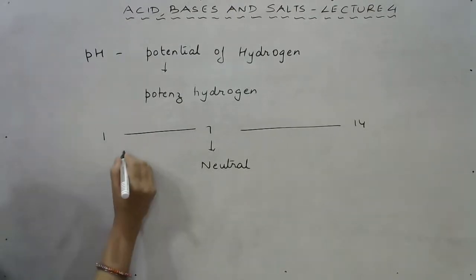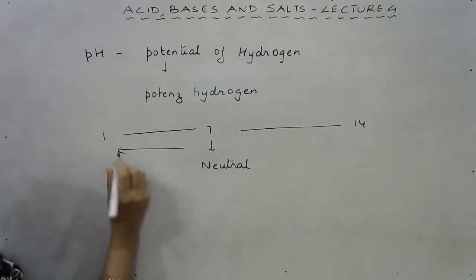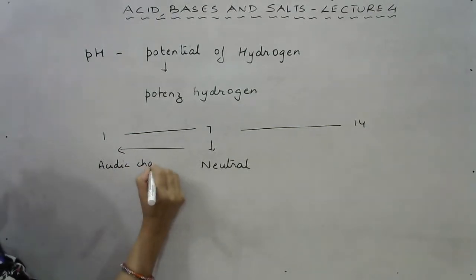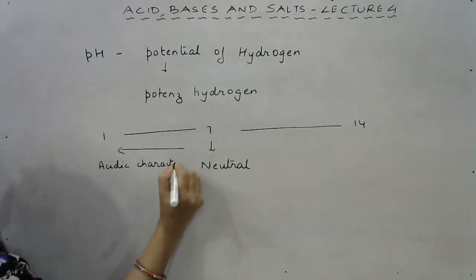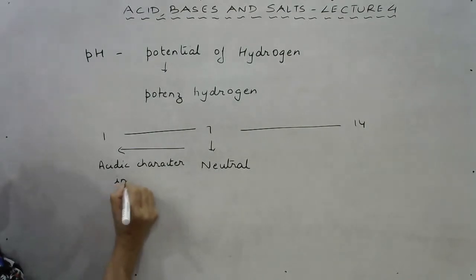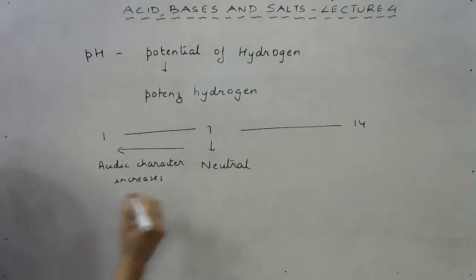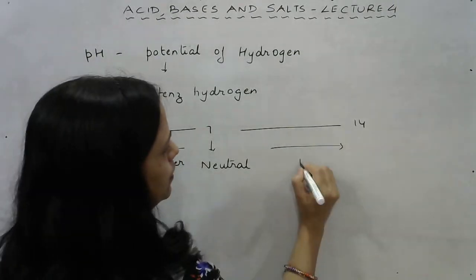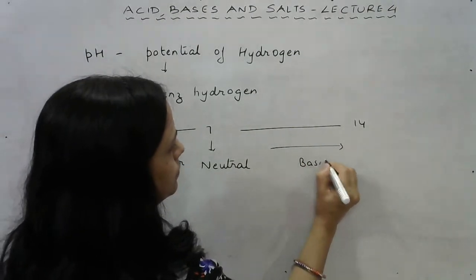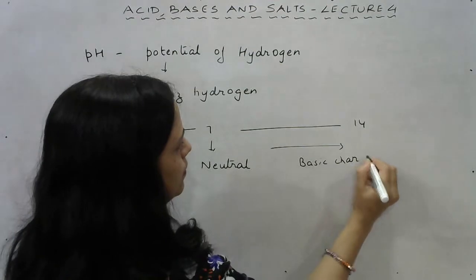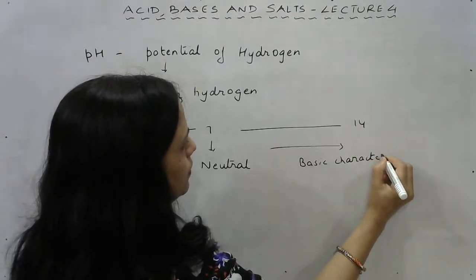And as you move from 7 towards 1, the acidic character increases, and as you move from 7 towards 14, the basic character increases.